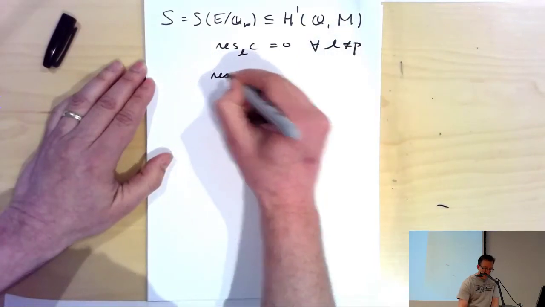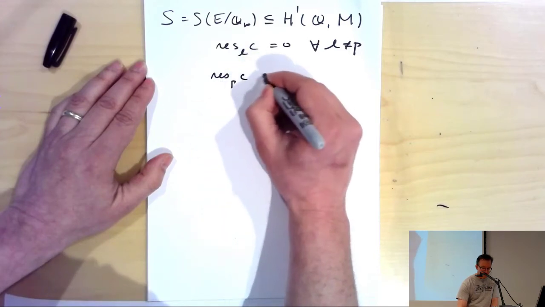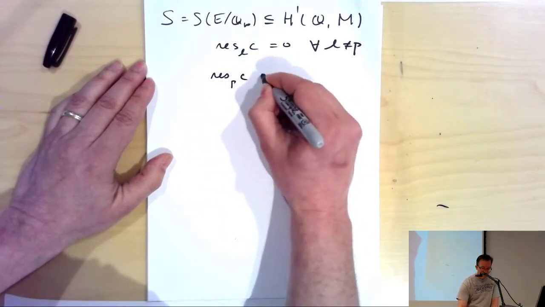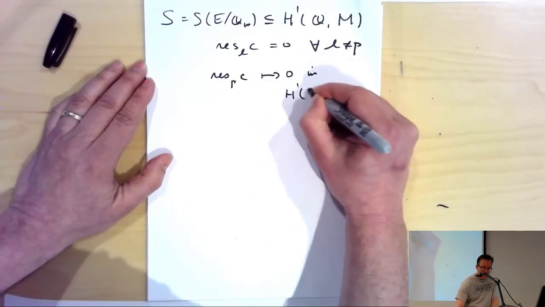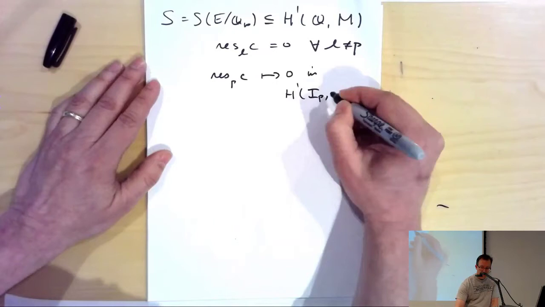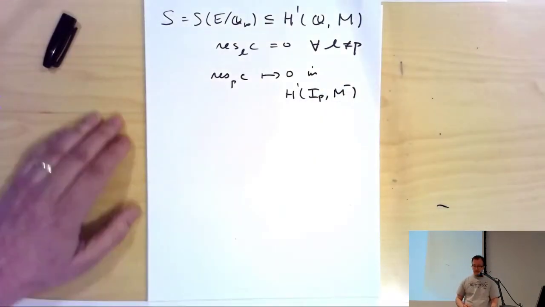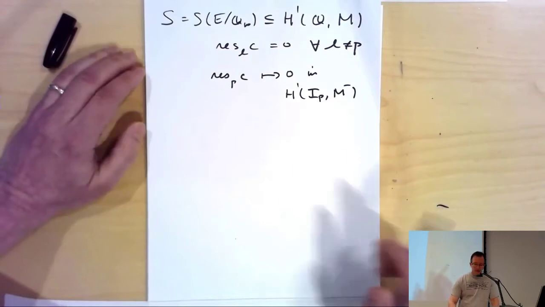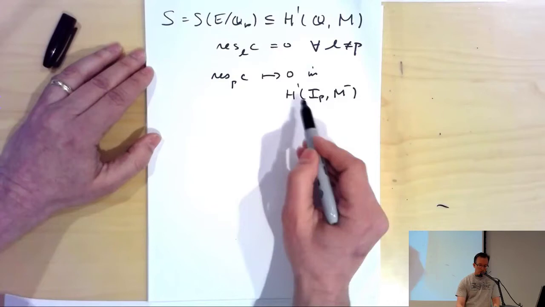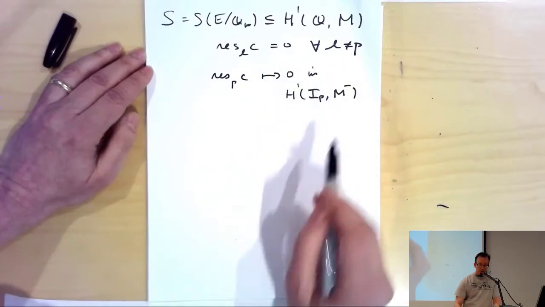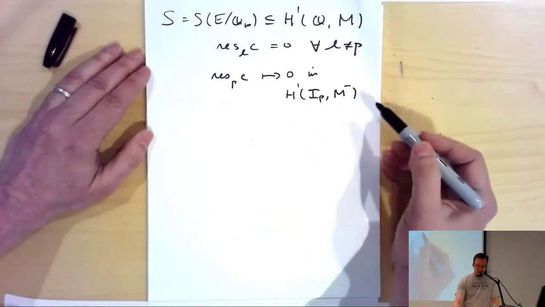And the restriction at p of c actually maps to 0 in H1 of I_p, the inertia group at p, of M minus. That was the condition that I was imposing there. There's a reason why you work with the inertia group instead of just the full decomposition group, in terms of making certain control theorems nicer.